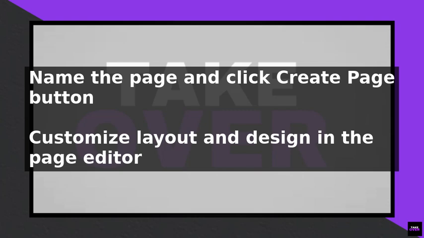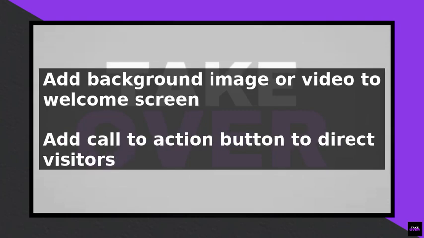Once you have designed your welcome screen, click on the Settings button on the top bar and select Page Settings. Here, you can set your welcome screen as the home page of your website. Select the page you just created and click on the Save button.